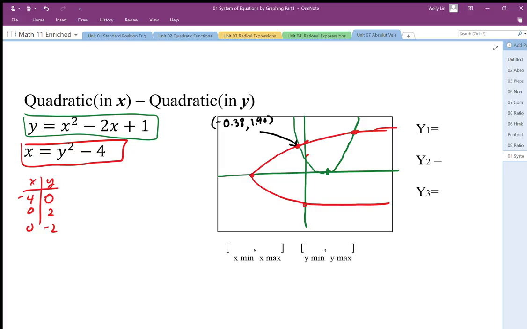And the other intersection point from my graphing tool, I get this point here is 2.603, so I'm going to round that to 2.60, and 2.569, so I'm going to round that to 2.57. So those are my two sets of solutions for this quadratic in x and quadratic in y. I used technology to do this at this point. We will eventually use algebra to solve this.